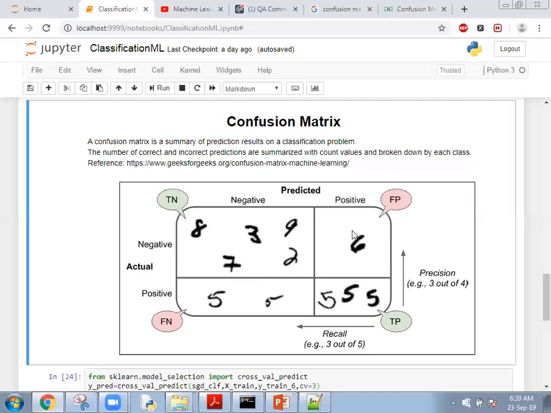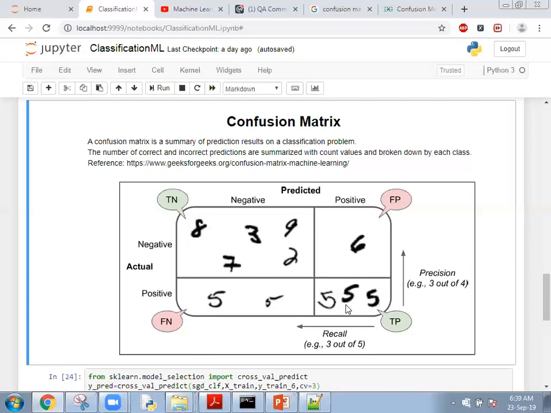Next, consider the second quadrant. Here positive and negative. That means the actual value was negative, but we predicted positive. That means that our prediction went wrong. So that is F, false, and then P, we predicted positive. So that's why it is called FP. Again, we come to the third quadrant, positive and negative. That means the actual value was positive, but we predicted negative. That means our prediction went wrong. That's why the prefix will be F, false, and we predicted negative. That's why it is N.